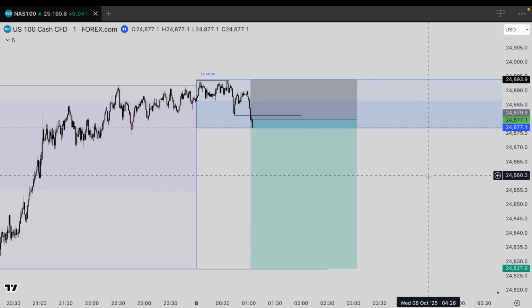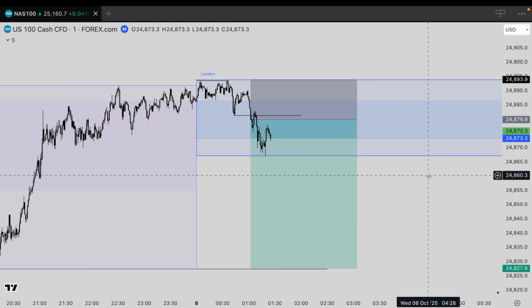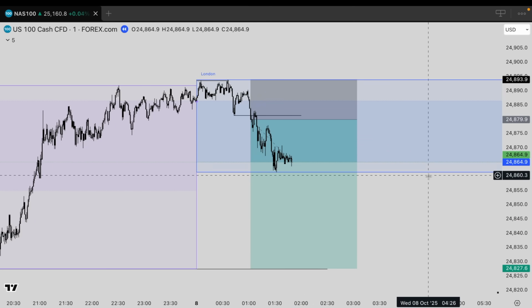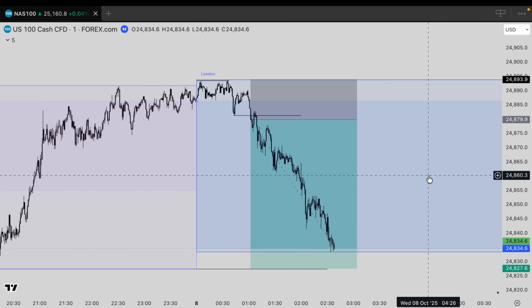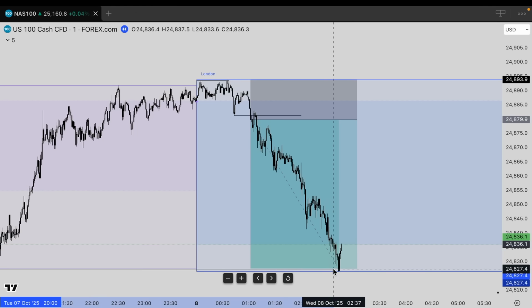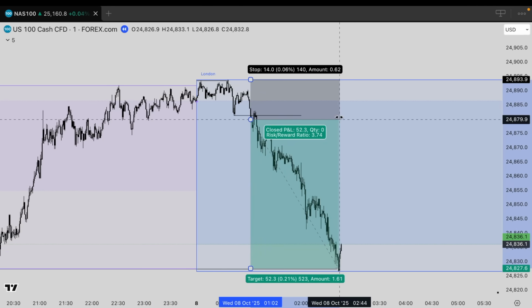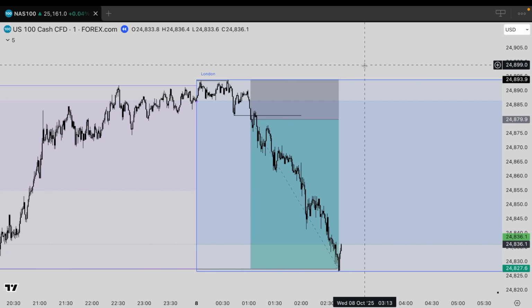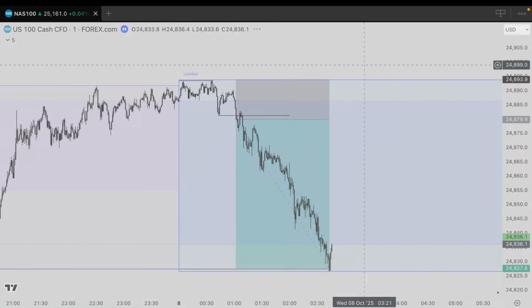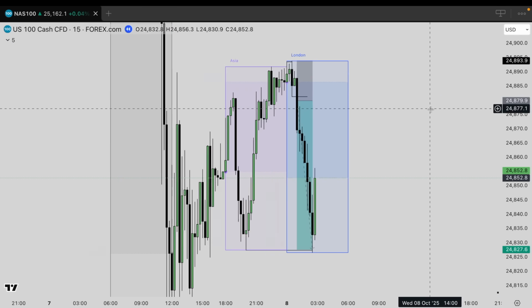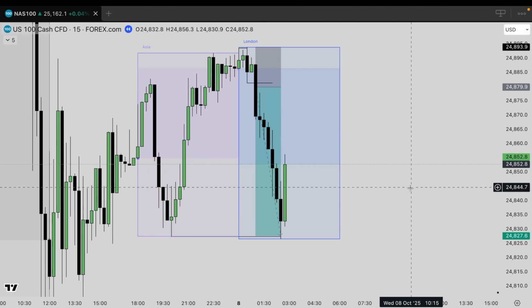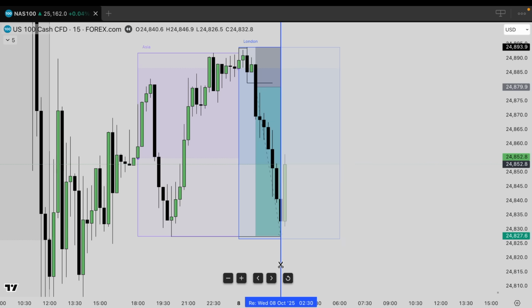And let's have a look. And there you go. We sweep out Asia low for a beautiful almost 4R trade. Now what do we do? We can go back to the 15-minute time frame and we can look for what? A failure to displace candle.